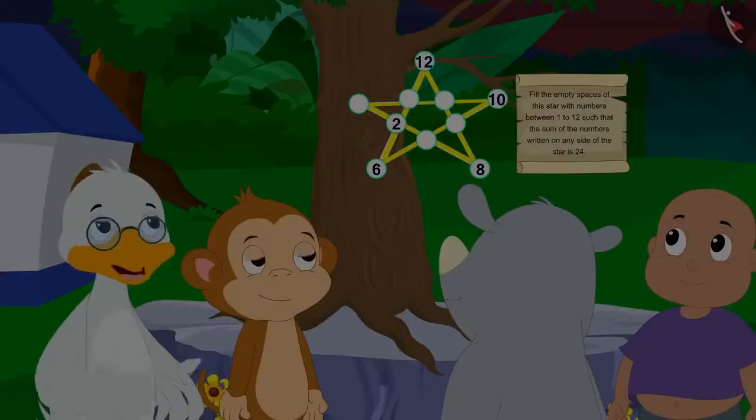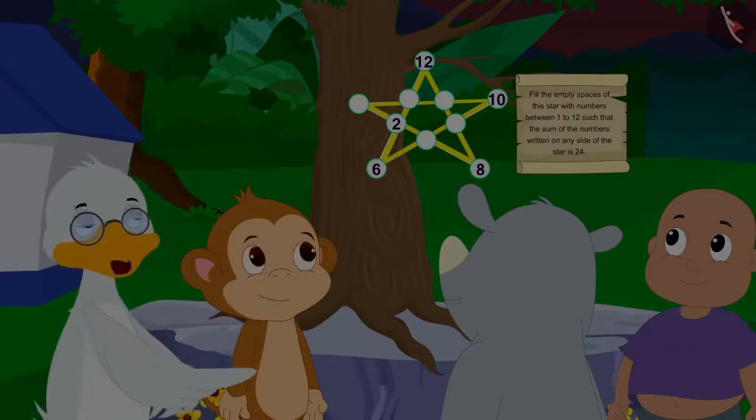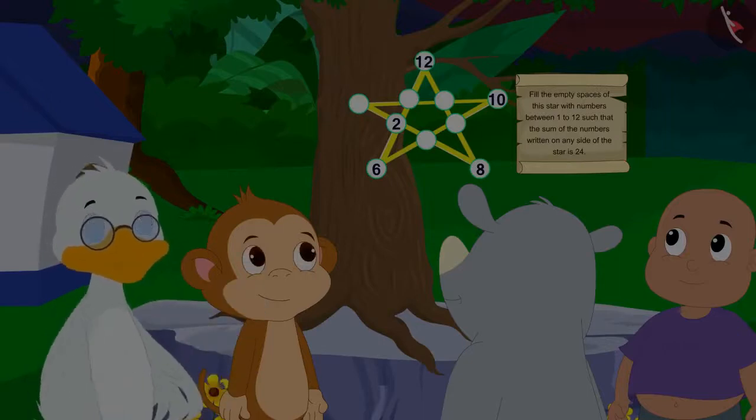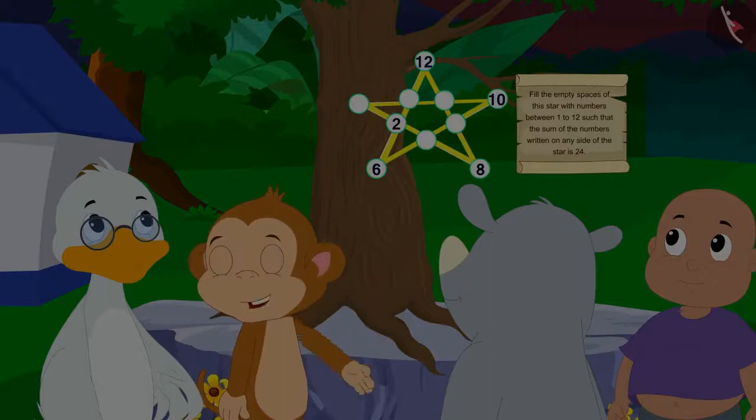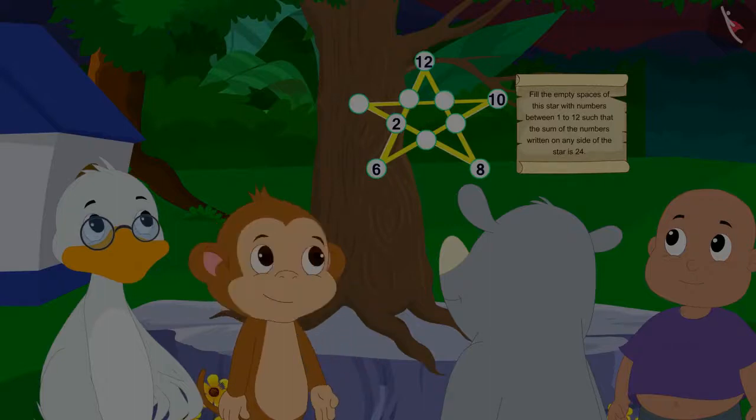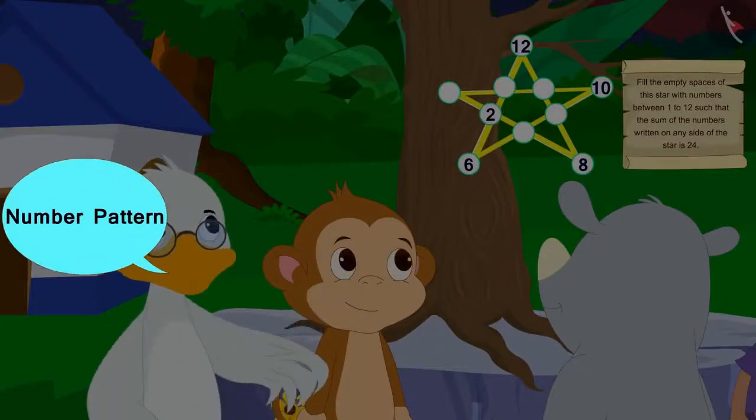There are some numbers written on this star, and there are some empty spaces too, said Badbole uncle. But what could these numbers mean, uncle? Babban asked the uncle. It looks like some kind of number pattern.